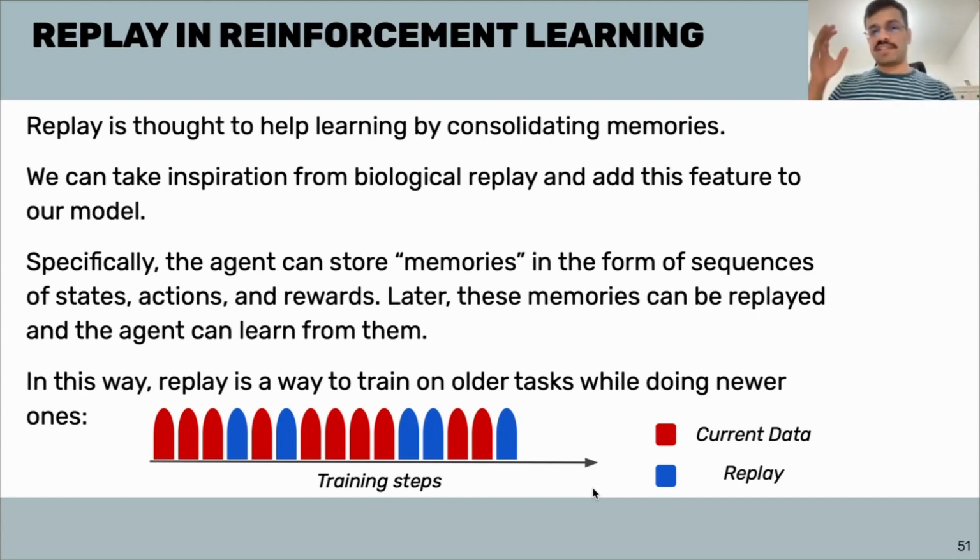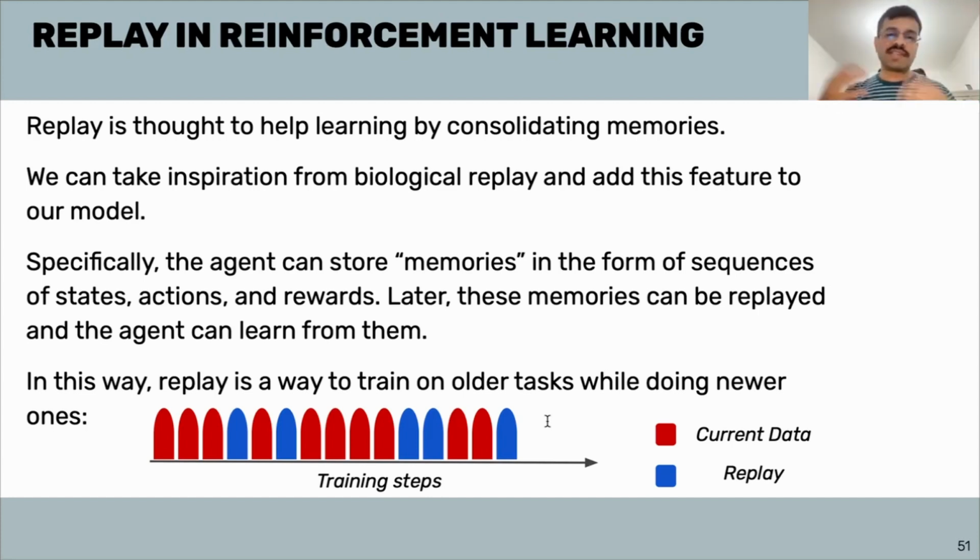So the idea is the agent can store memories in the form of sequences of states, actions, and rewards, and then these memories can be replayed and the agent can learn from them. So you basically interleave the current data with some replayed data, right? This is a way to train on an older task while doing newer tasks. So it might sound like cheating. It's like, oh, are we going to store full fidelity states and actions and rewards? And that's an interesting thing to think about. The answer might be that you don't need to.